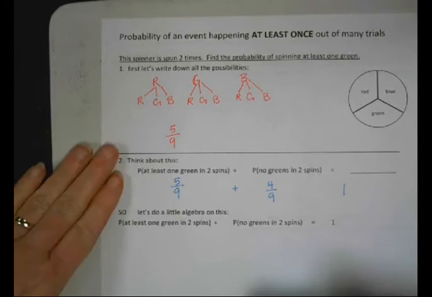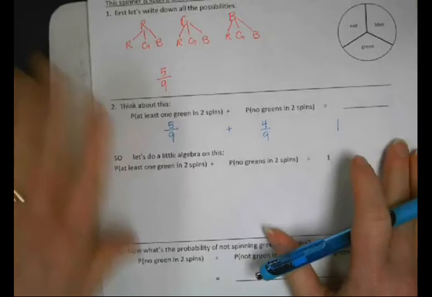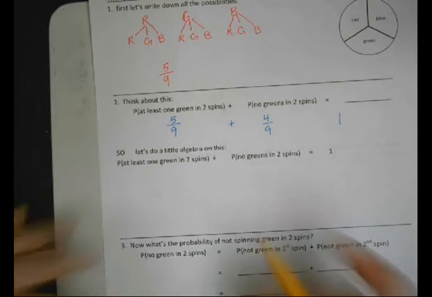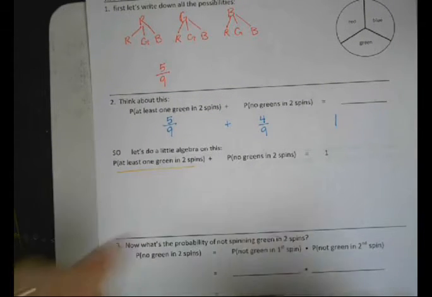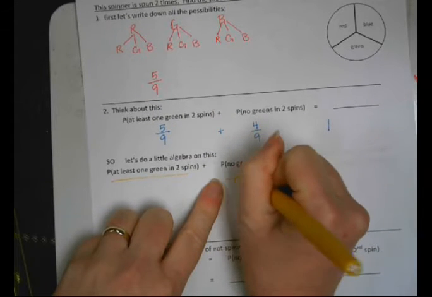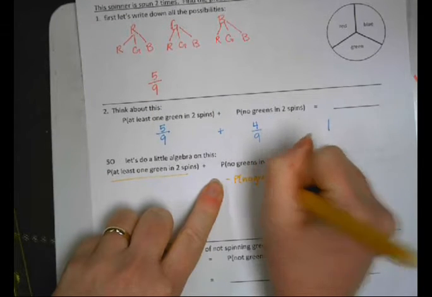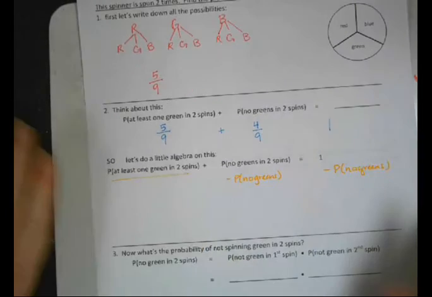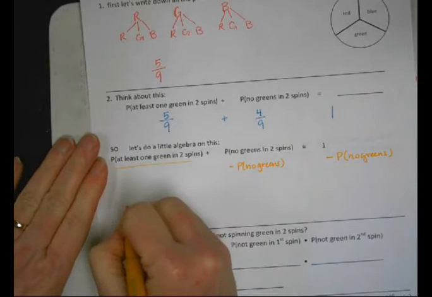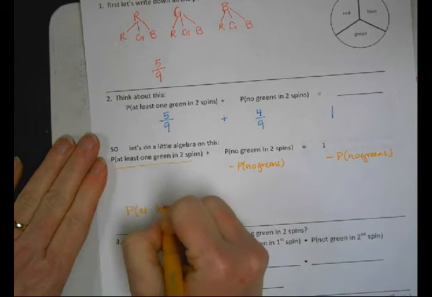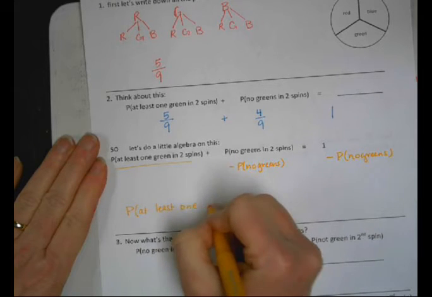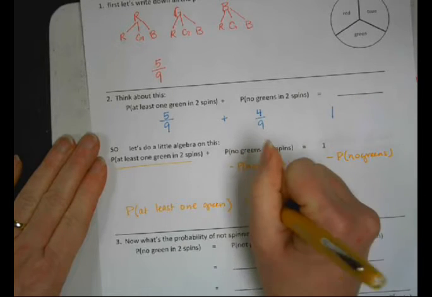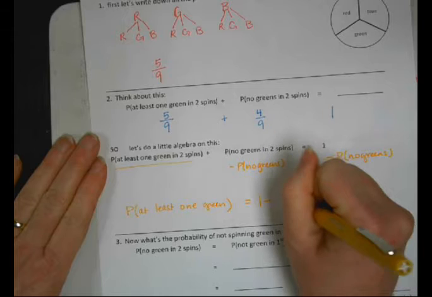So, let's just do a little algebra on this, because what we're trying to do is figure out what the at least formula is. So, I want to try to get the at least piece by itself. So, I'm going to subtract the probability of no greens from each side. We're just doing algebra. And that leaves me the probability of at least one green equals 1 minus the probability of no greens.